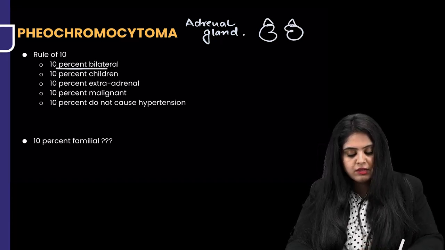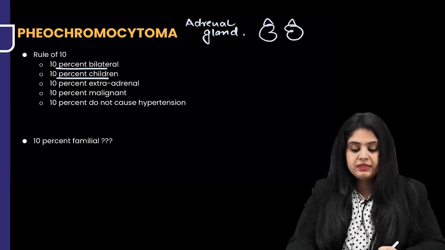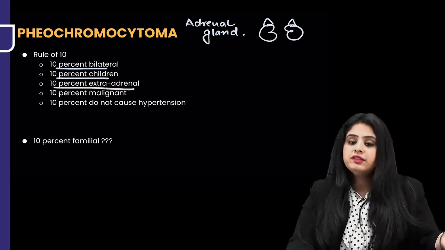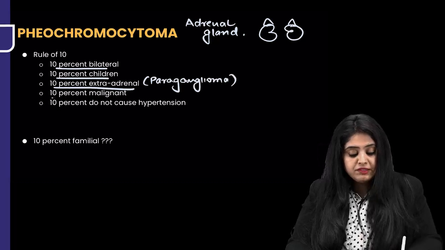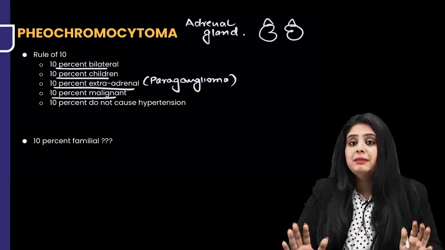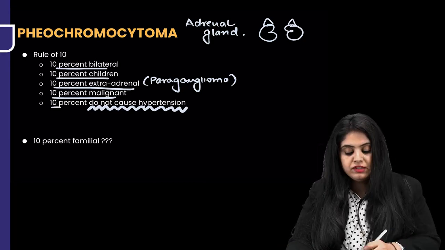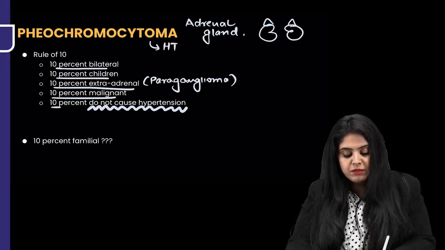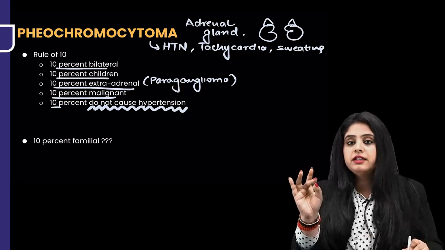10% of them are going to occur in both the adrenal glands. 10% of them will occur in children. 10% of them will occur outside the adrenal gland, and when they occur outside the adrenal gland, that is known as paraganglioma. 10% of them will spread, malignant. 10% of them do not cause hypertension. This means pheochromocytoma is very famous for causing 3 things: hypertension, tachycardia, as well as sweating. It is very famous for increasing the BP, increasing the heart rate and causing sweating.